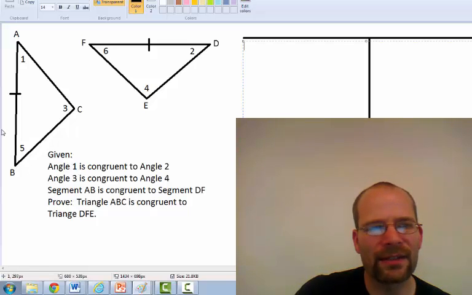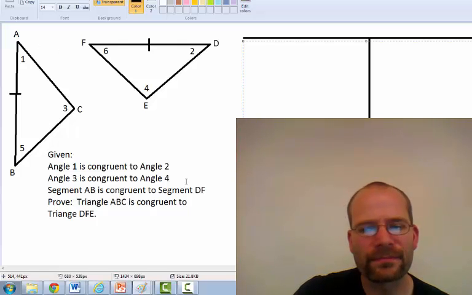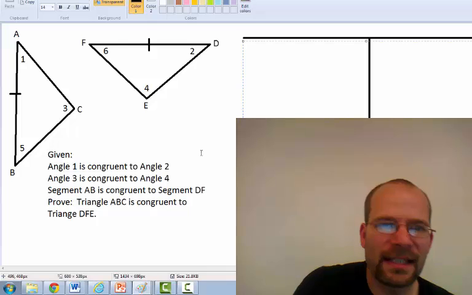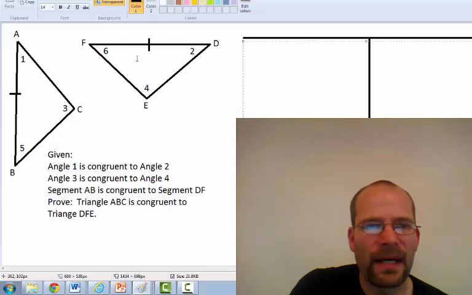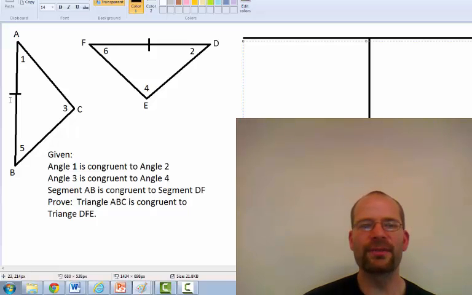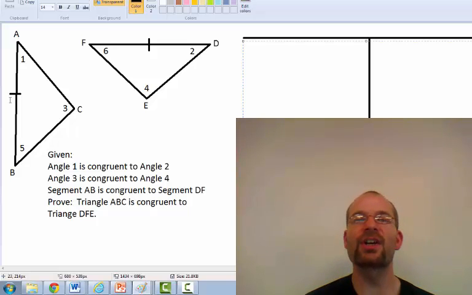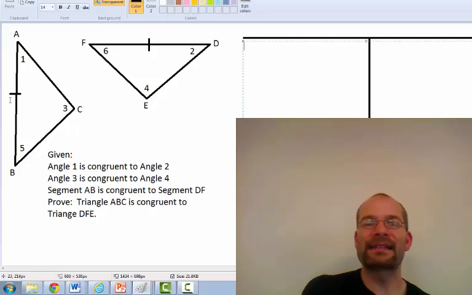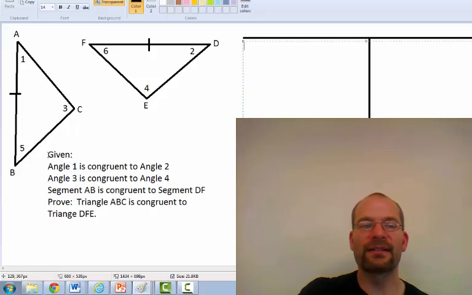Angle 1 is congruent to angle 2. So angle 1 and angle 2, those are congruent. Angle 3 is congruent to angle 4. Those are congruent. Segment AB is congruent to segment DF, and that's actually indicated by the marks here. And so we'd like to try and prove, given the fact that we have two congruent angles and a congruent corresponding non-included side, is it absolutely necessary? That is, can we prove that triangle ABC is congruent to triangle DEF?